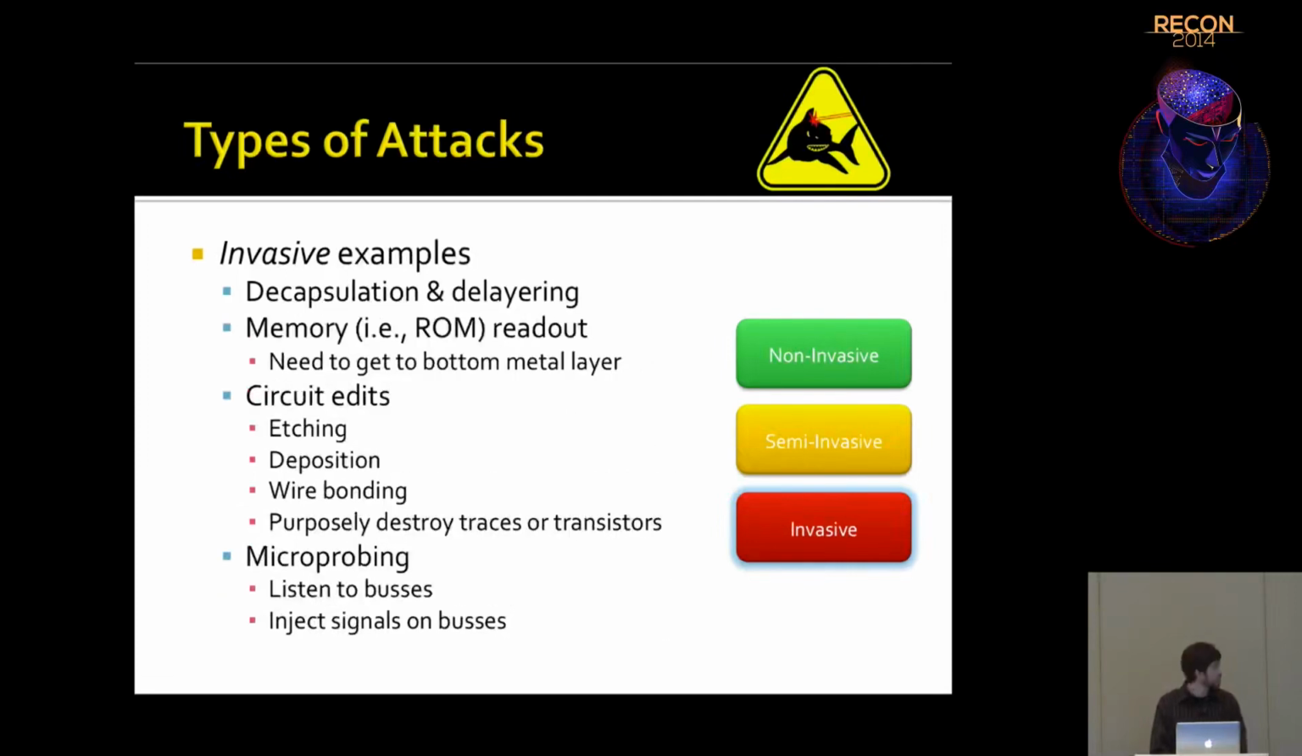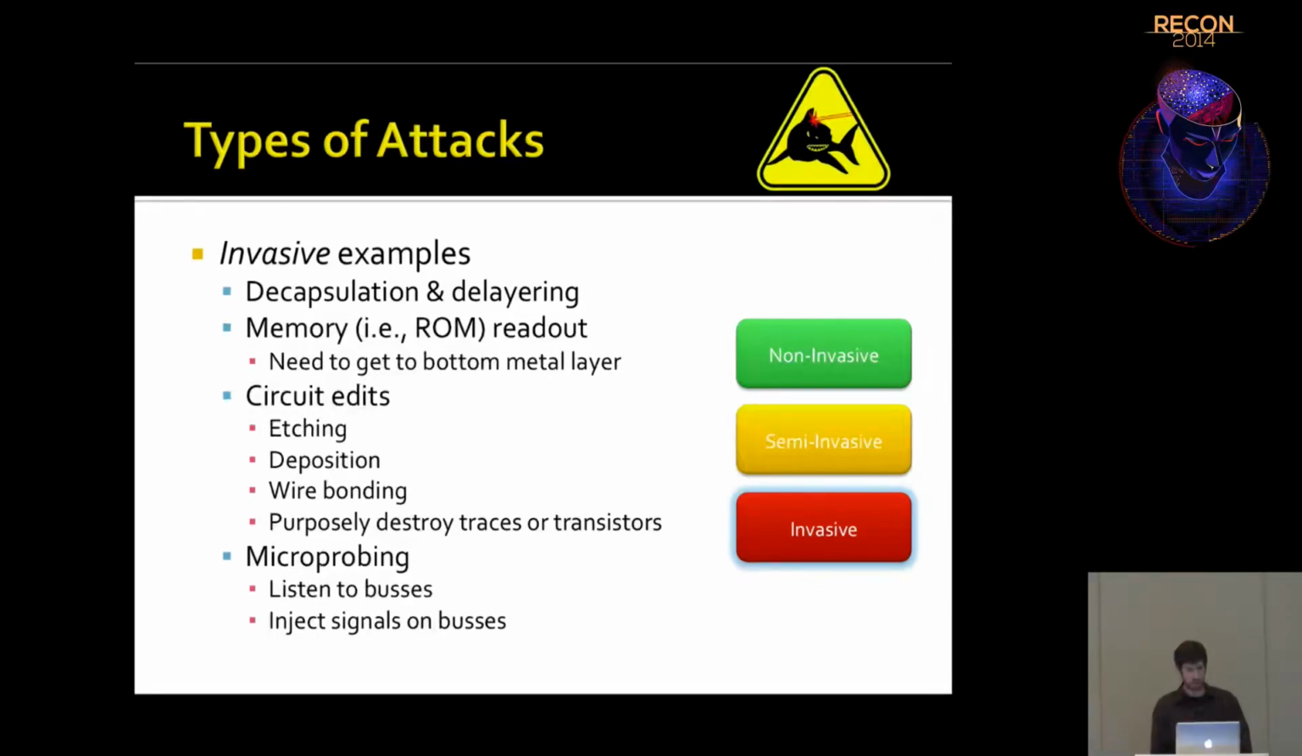So here's some quick examples of invasive techniques: decapsulation and delayering, memory, so ROM readout, doing ROM staining or just looking at the ROM. Sometimes you can just see from the contrast which are zeros, which are ones. Circuit edits, so there's etching where you remove, deposition where you add material, wire bonding where you're bringing signals outside the chip into maybe a more friendly package, like a big giant DIP in comparison to what the actual die may have originally been bonded into.